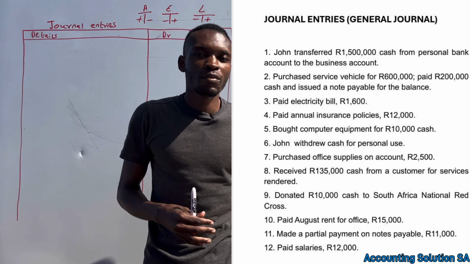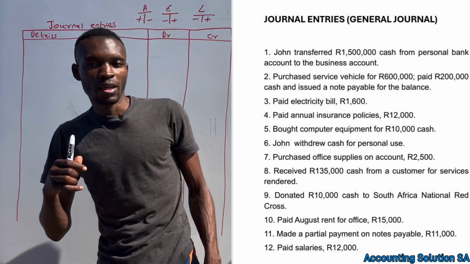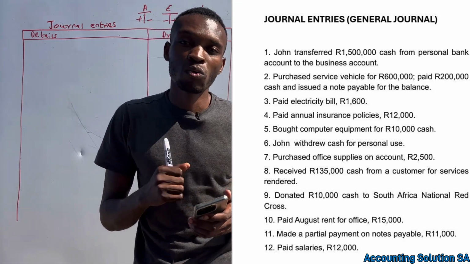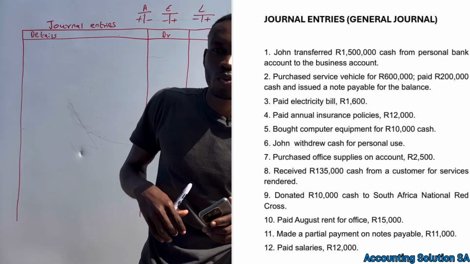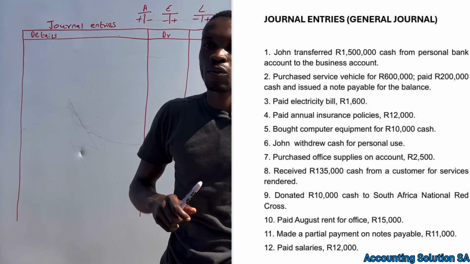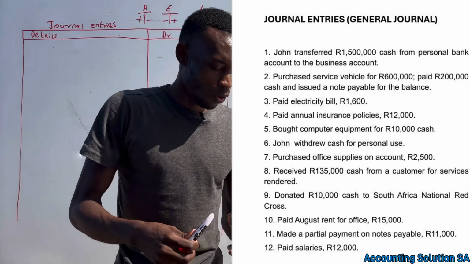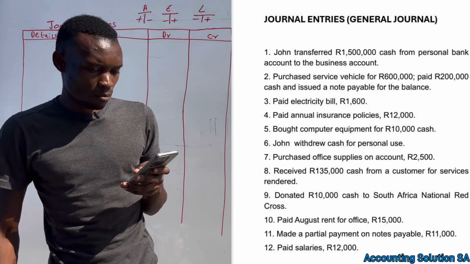So in today's video, we are going to cover journal entries. I have 12 examples that we are going to do so that you will be able to know how to debit and how to credit when it comes to general entries, or you can call it the general journal. Okay, so let's start with transaction number 1.